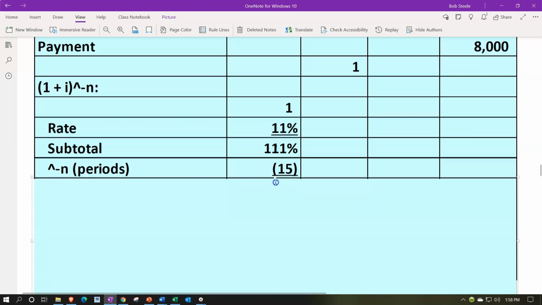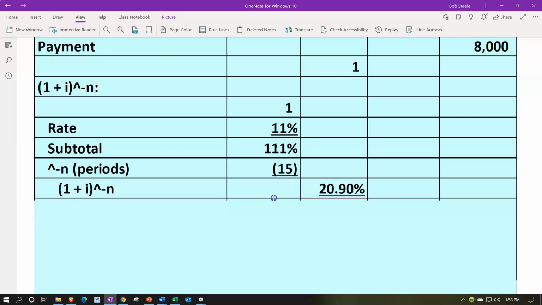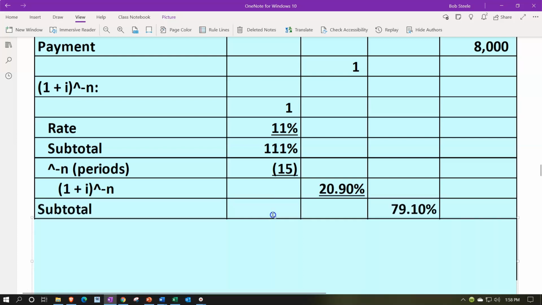So 111% to the 15, caret 15, is going to give us about 20.90. So take into consideration rounding here as you're thinking about these calculations. And notice this is being worked in Excel, so we're actually using the actual numbers when we do these calculations, even though we're taking it out to only so many decimal places here, Excel will have the actual number. So be careful with the rounding.